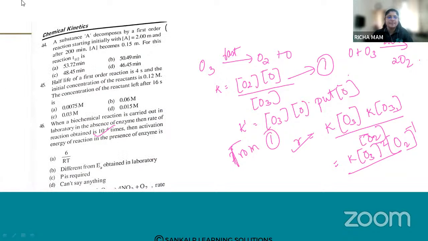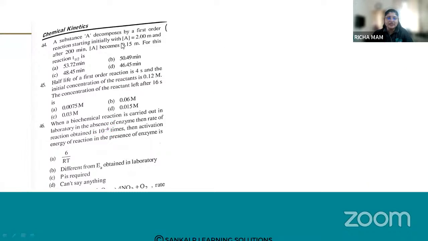Next question, 44th question. A substance A decomposes by a first order reaction, starting initially with concentration of A as 2.00 M, and after 200 minutes the concentration of A becomes 0.15 M. For this reaction, T half is? So we know the initial concentrations are given here. So what are the given things? I shall tell you the given things, substitute and get the answer.